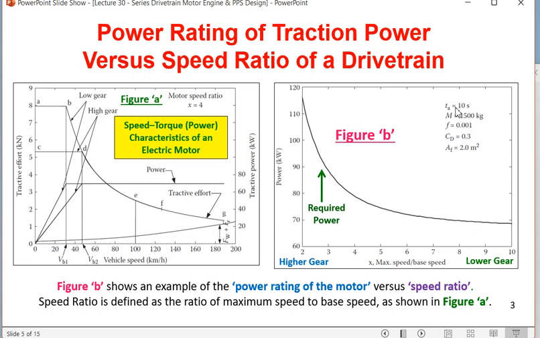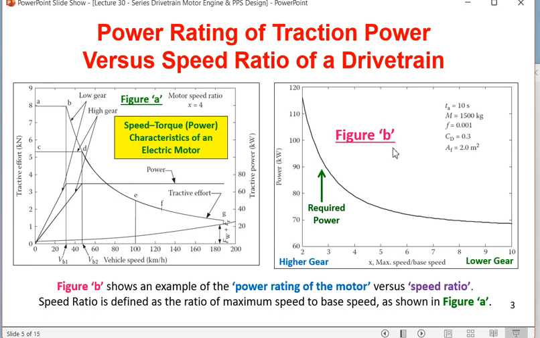So t is equal to 10 seconds, that is the acceleration time. M is equal to 1500 kg. This includes driver, passenger, vehicle, load, everything. Rolling resistance 0.001, so a very conducive kind of rolling resistance. The road is very smooth, very good for driving. CD and AF, they are aerodynamic factors, they are 0.3 and 2 meter square.